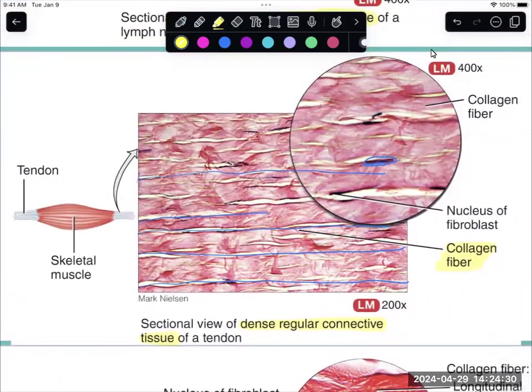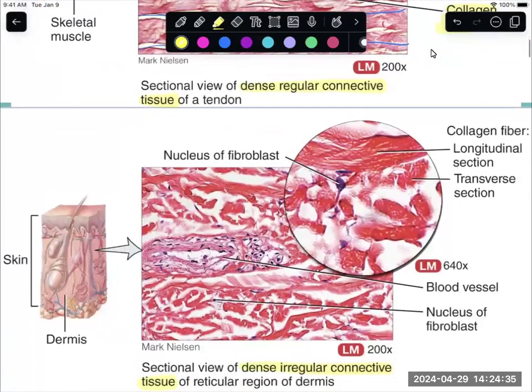Our collagen fibers are in nice, neat rows. Dense irregular: now my collagen fibers are going in many different directions. Some are long. You may see some long fibers coming, and you may see some other ones that are kind of pointing straight out at you. So these fibers just travel in a lot of different directions. This is found, as this picture shows here, just below that epithelial tissue in your skin.